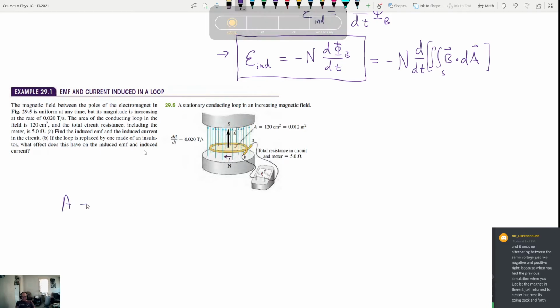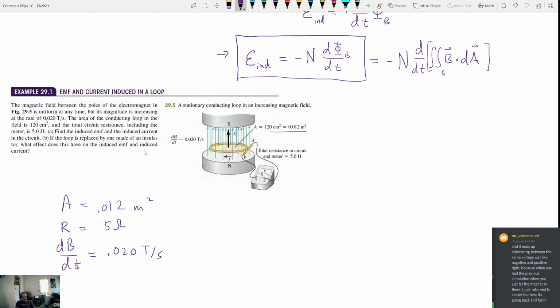The area of the loop is 0.012 meters squared. It says centimeter. They've already converted it here for us. We also know the resistance of our system is equal to 5 ohms, and we know that the magnetic field between these two pieces here is increasing at a rate of 0.020 teslas per second. So we're going to call that dB/dt, the rate at which the magnetic field is increasing. If we were taking physics 2B, we would call this delta B over delta T.